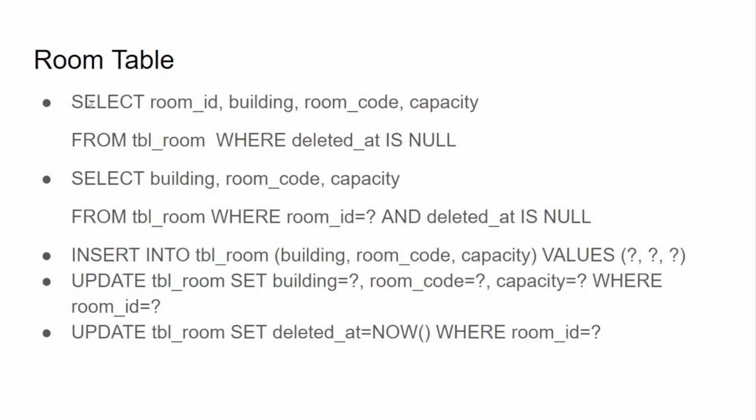For the room table, we get all of its columns, and we also filtered it where deleted at is null, so it should be not soft deleted. And then we selected its columns again, or we get its values, because this is basically calling the room table, and after we do that we are able to get its values. And then we insert depending on what the user input is. We update it, and then we delete it, or soft delete.